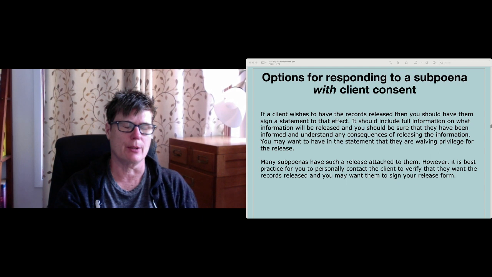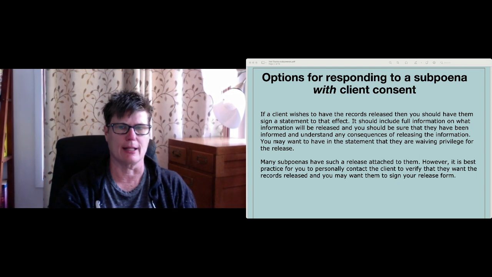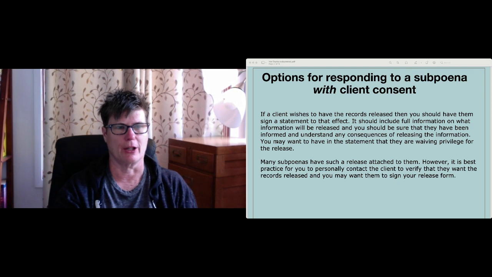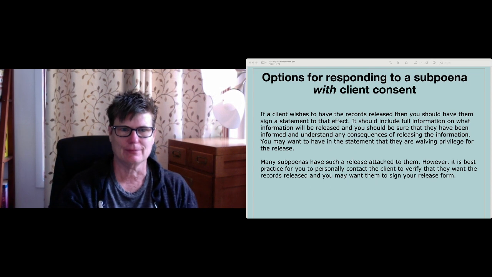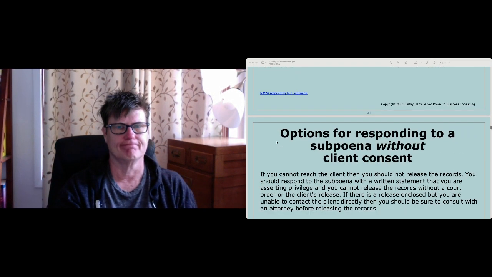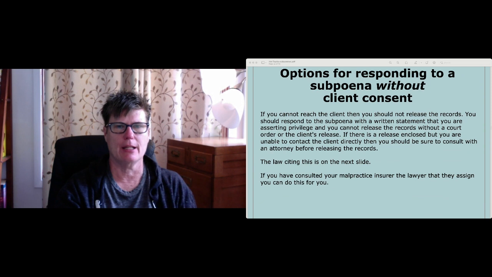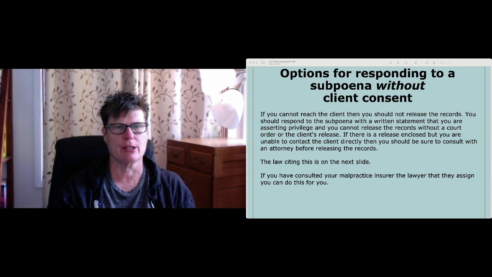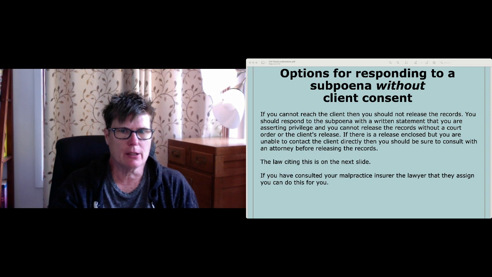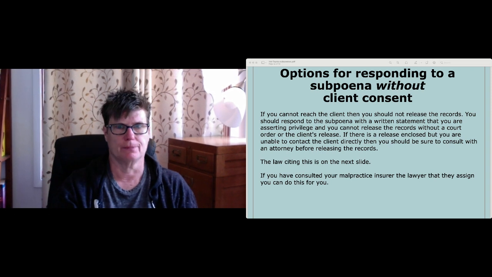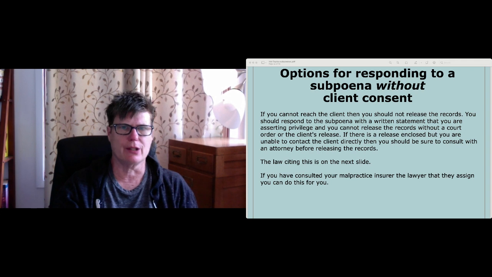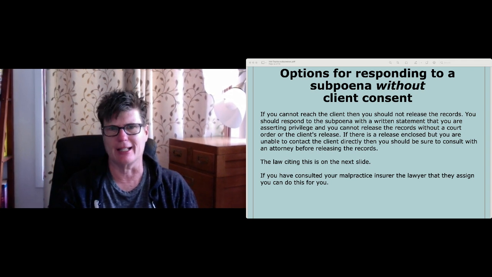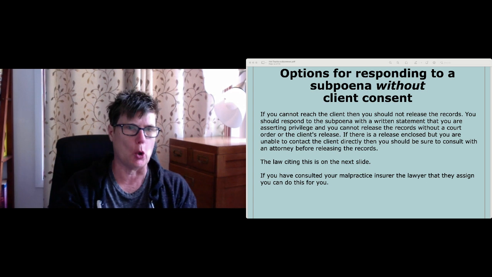Lots of times when you get a subpoena in the mail, they're going to have a release in there. I feel like it's always best practice for us to communicate with the client directly. That's what makes me feel better. But again, not a lawyer. If a subpoena does not have the client consent, or you're not able to reach the client, you must assert privilege. And if there's a release enclosed but you're unable to contact the client, again, this is a place where you want to talk to a lawyer.